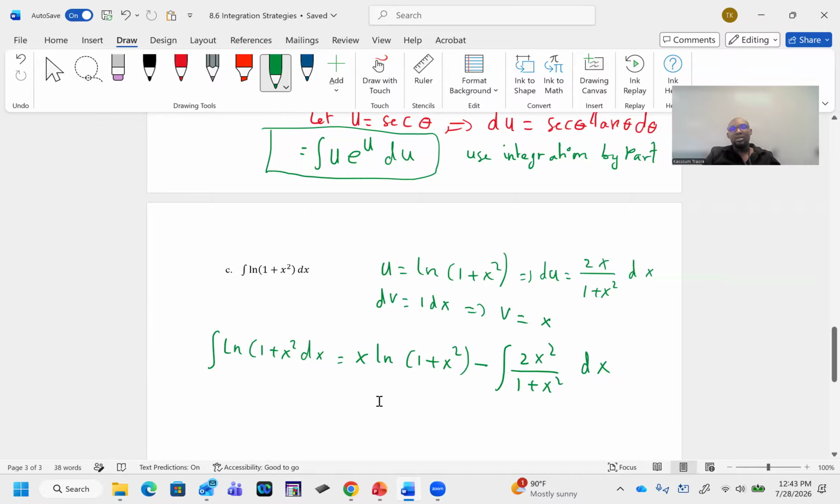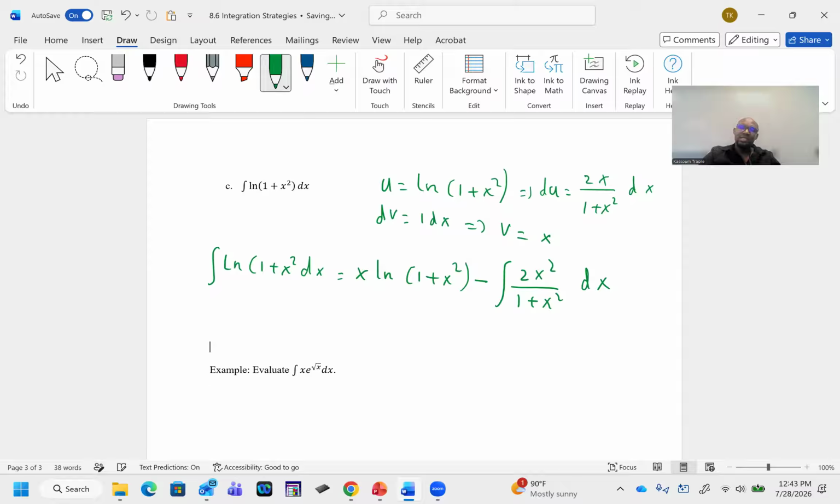The question just asked which technique to use. And now we are asked to evaluate x times e to the power of square root of x. Should I let you do this and stop this video? Because we have practiced a few of them already.